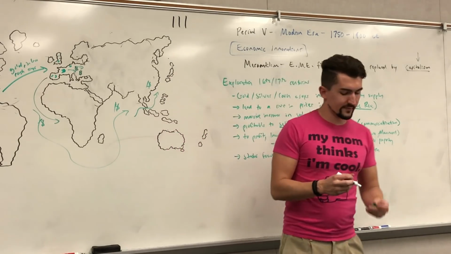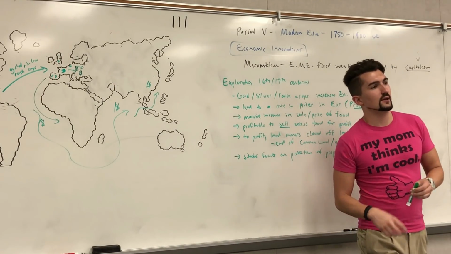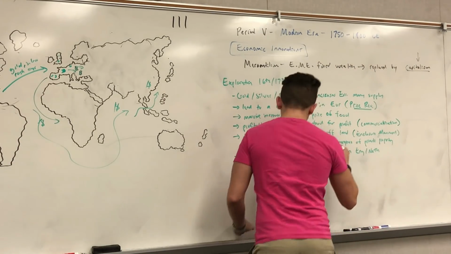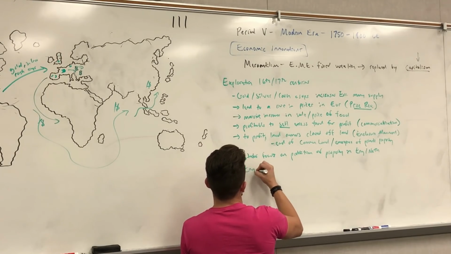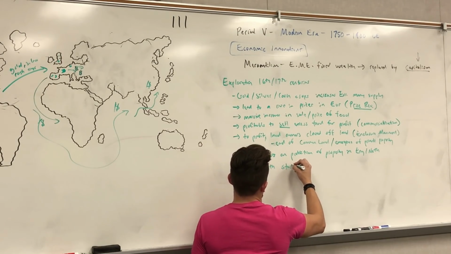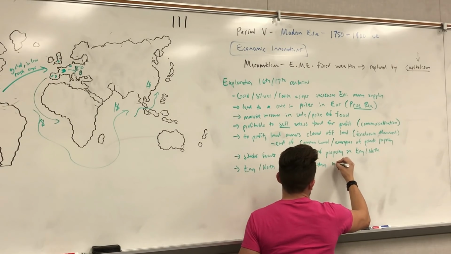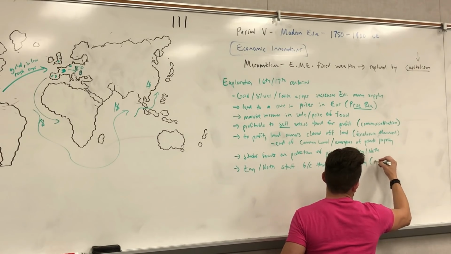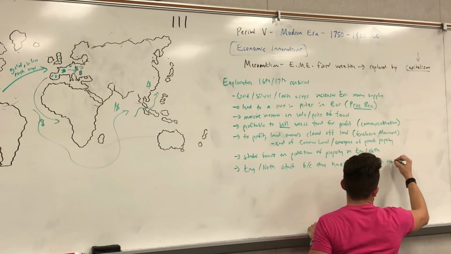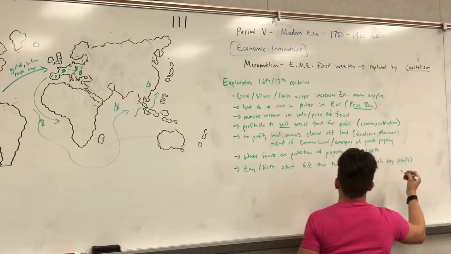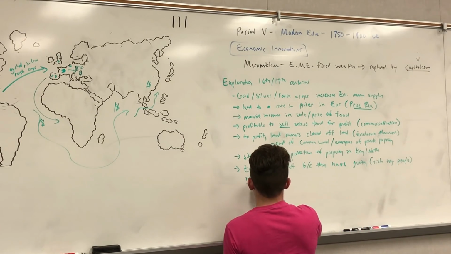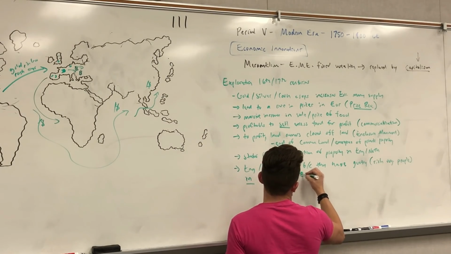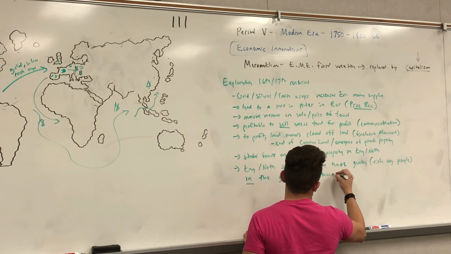And where do I have these gentry class regular people in England? What part of Parliament are they in? House of Commons, exactly. So England and the Netherlands start because they have gentry. And again, in case you forgot the definition, those are just rich regular people, non-nobles. So it could be landowners, bankers, merchants, whatever, in the government. And in England, for example, you have the House of Commons in the Parliament.